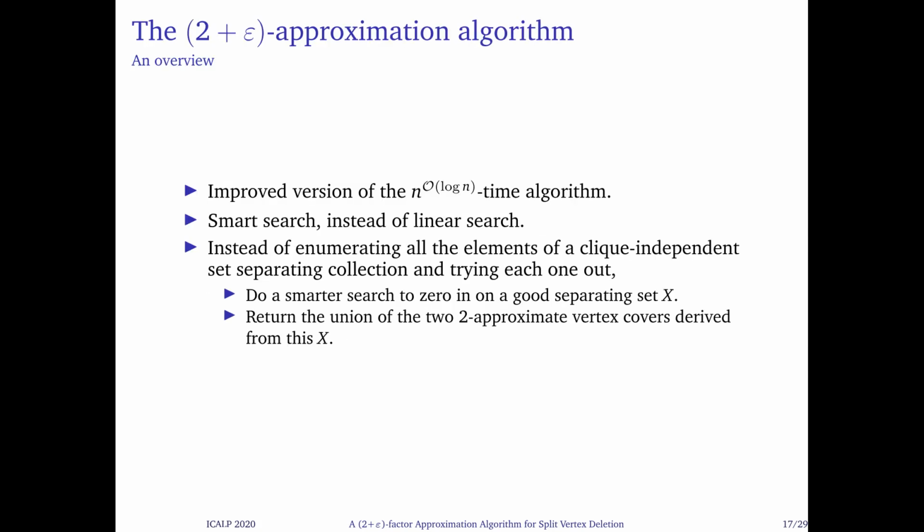Here is an overview of the algorithm. This is an improvement over the n to the order log n time algorithm. So there we enumerated all these clique independent set separating sets and then searched through them for the best choice. Here we do a smart kind of search instead of doing a linear search. So instead of enumerating all these elements of this huge set and trying each one out, we do a smarter search to home in on one good separating set X and then find the two approximate vertex covers and return their union.